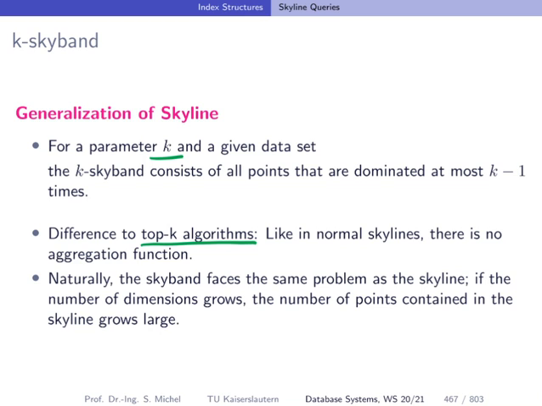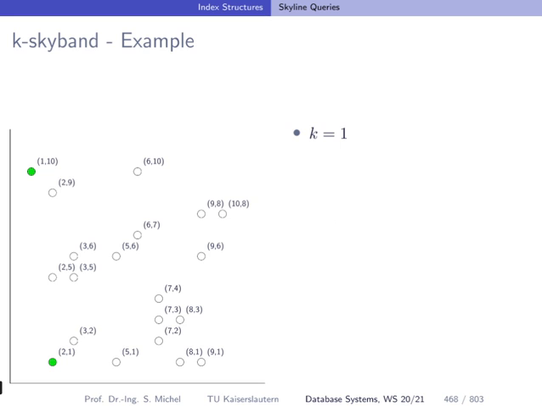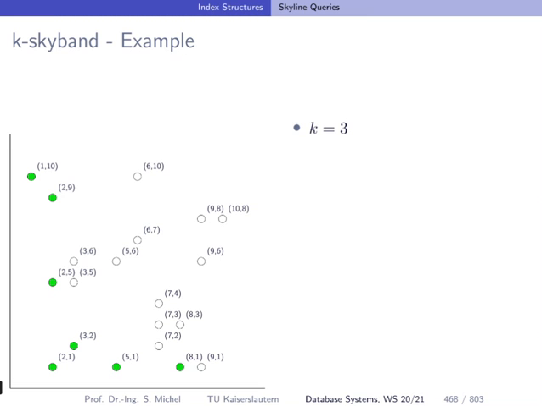The skyband faces the same problem as the skyline. If the number of dimensions grows, more and more points are added to the skyline or to the skyband. And this is even worse here for the skyband because of the relaxation of the dominance definition. So you see here again, smaller numbers are better. The k-skyband for k equals 1 is equal to our skyline. And if we're now increasing k to 2, you see more and more points are added, and to 3, more and more points are added, and so on.